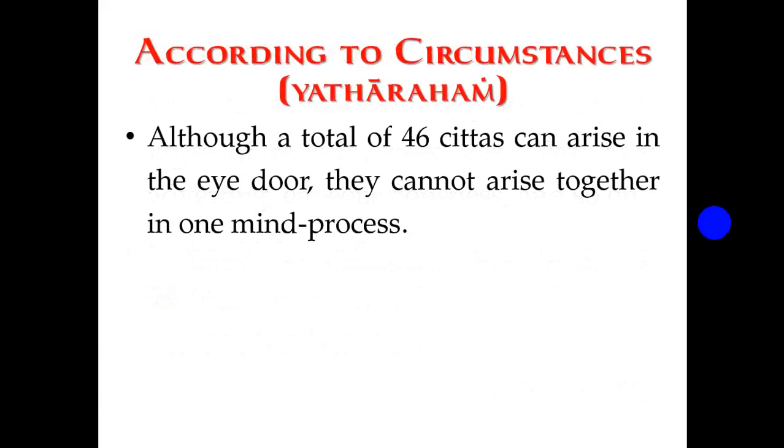Then let's go to "according to circumstances." In the Abhidhamma Sangaha, they always use yathārahaṃ, according to circumstances. So in the sense-door process, 46 cittas can arise, right? So when we see something, not all the 46 cittas can arise. Although a total of 46 cittas can arise in the sense-door, they cannot arise together in one mind process.